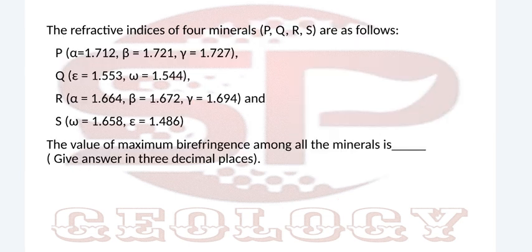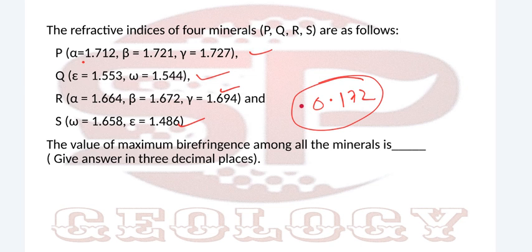Then the refractive indices of 4 minerals P, Q, R, S are given here. It is asked what is the maximum birefringence. So you just calculate all the birefringences: subtract alpha from gamma, gamma minus alpha, then omega minus epsilon. You just do the subtraction in each case, and you will find the maximum birefringence among all. The highest will be 0.172, about 0.17. So this will be the answer.